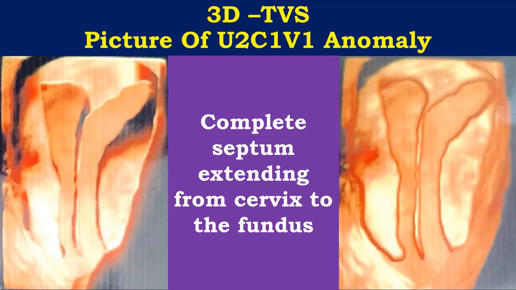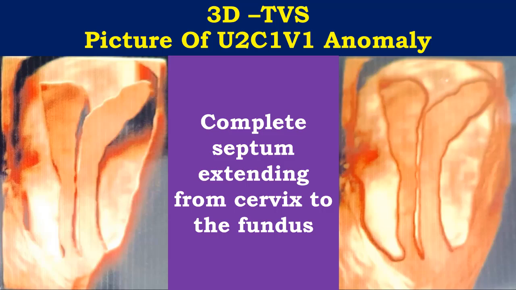Hello, good evening friends. Today we will be discussing a case of congenital uterine anomaly on which we operated. The anomaly was U2C1V1, that is complete uterine septum with a cervical septum and a longitudinal vaginal septum.